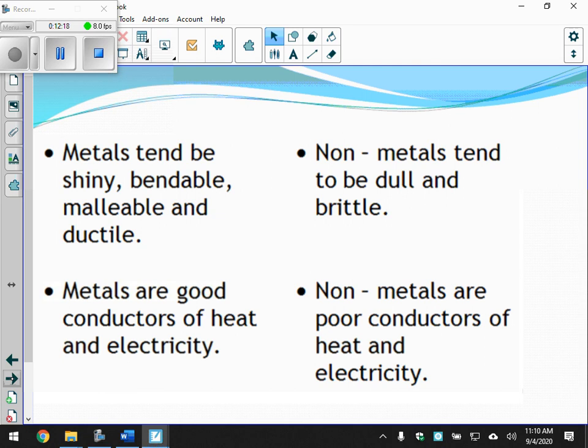Metals are good conductors of heat and electricity, all right? They tend to conduct electricity very well. Again, there's a reason for that, and we'll talk about that. Non-metals are poor conductors of heat and electricity. Some maybe do not, but they tend to be very poor at conducting heat and electricity. So those are just some comparisons that we need to know down the road, but maybe not right now. Okay, good.